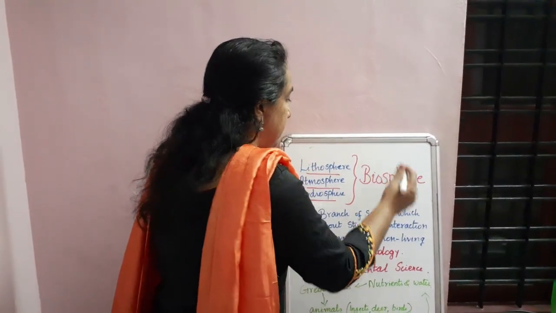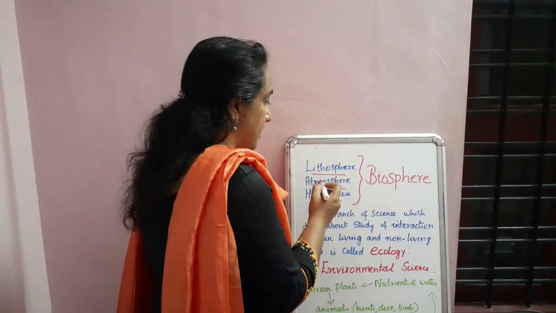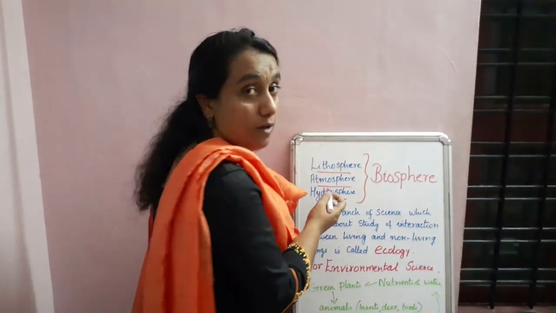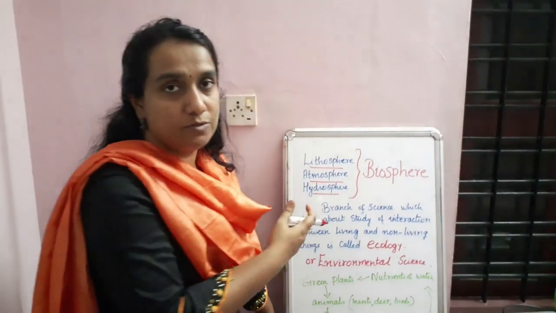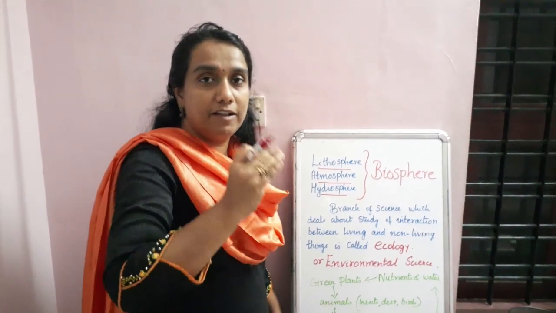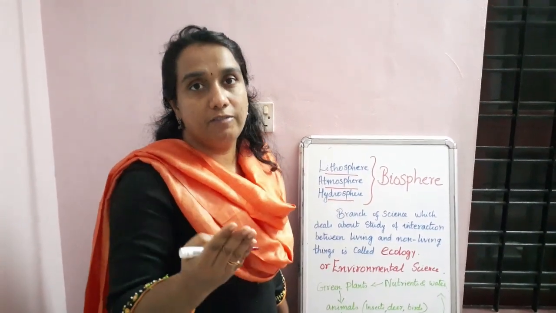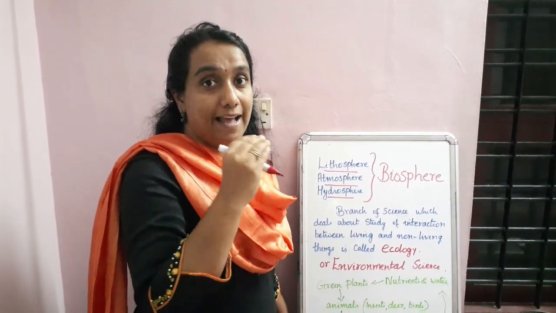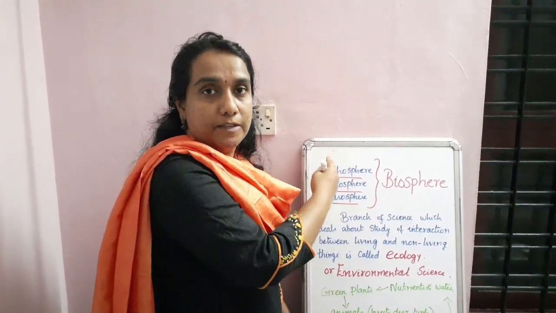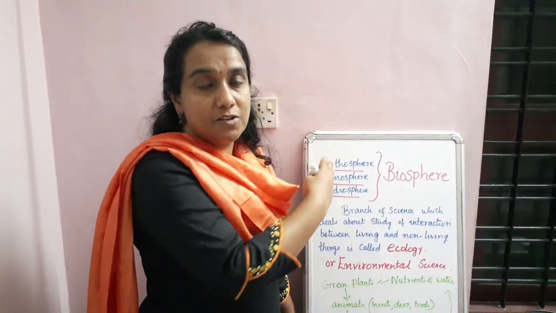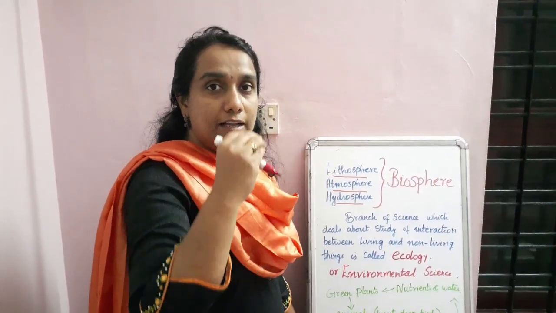Okay, so in this biosphere, land and atmosphere will be there, and water will be there. Similarly, there will be an interaction between living organisms and non-living things. Living organisms cannot live without all these things. Okay, so all these things are essential for life.